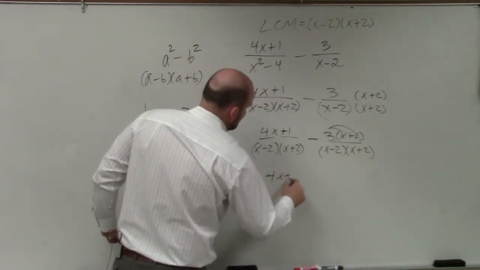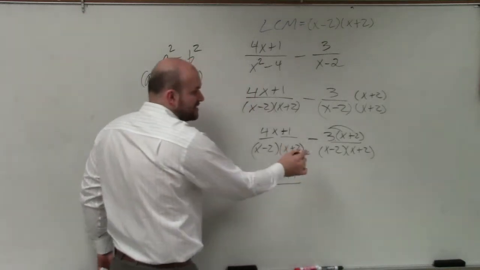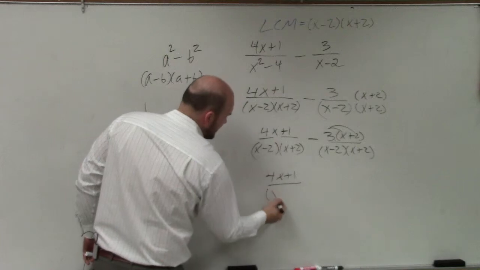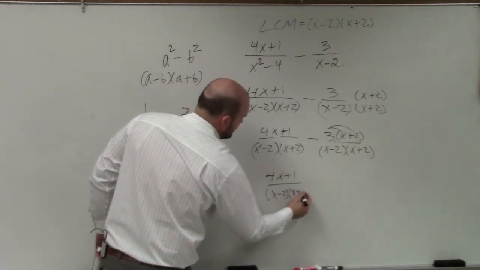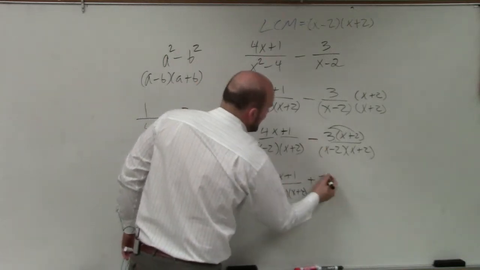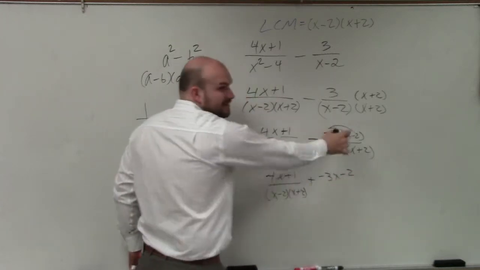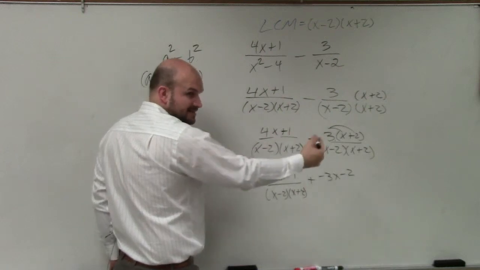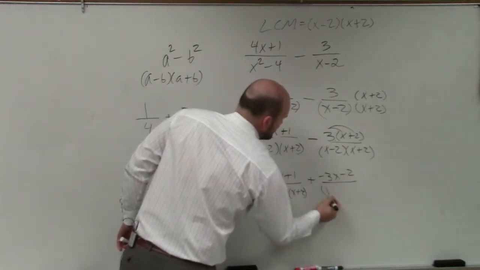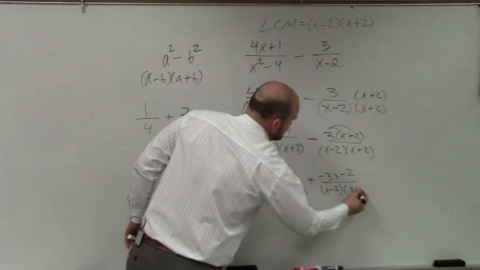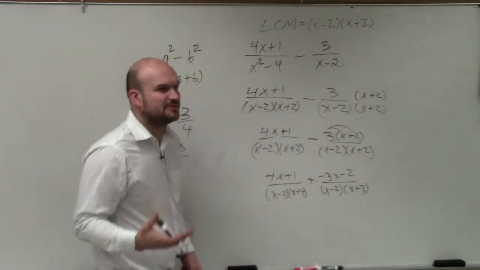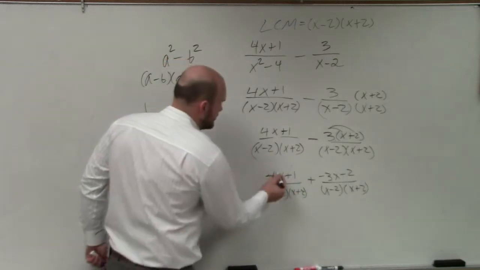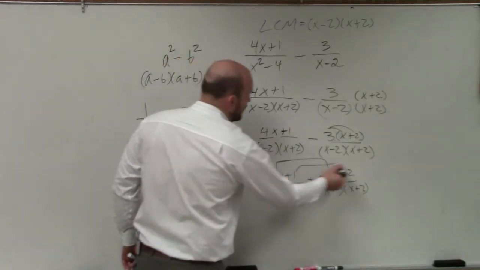I have 4x plus 1 over x minus 2 times x plus 2, plus negative 3x minus 2. Now remember, when you distribute the negative, you're turning it into an addition problem. Do you guys remember? Distributing a negative makes it addition. So I'm breaking it up into one extra step. Now do you see that you're just going to add these? Well, you can only add like terms: 4x and negative 3x, and 1 and negative 1.